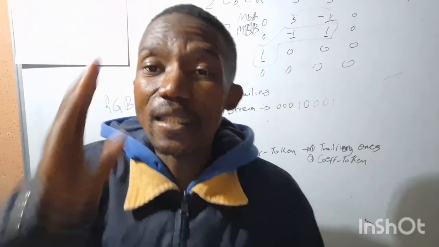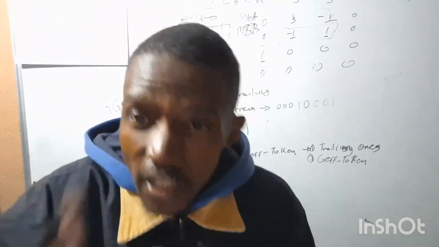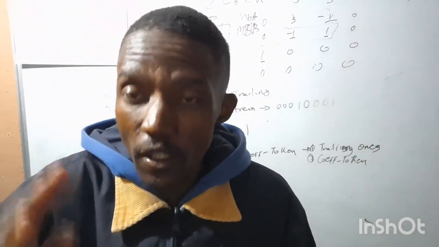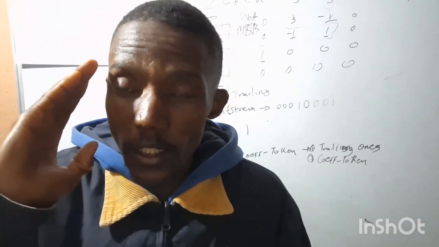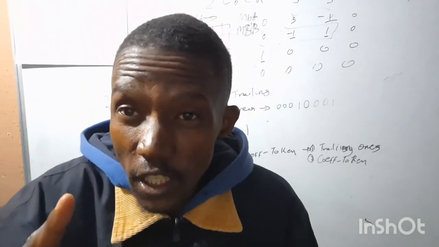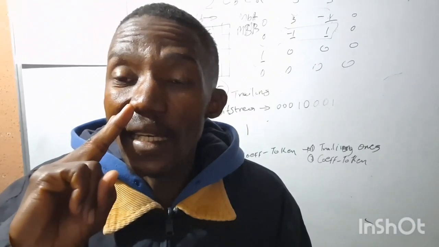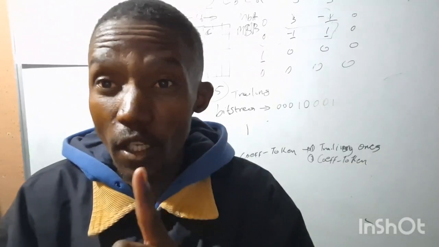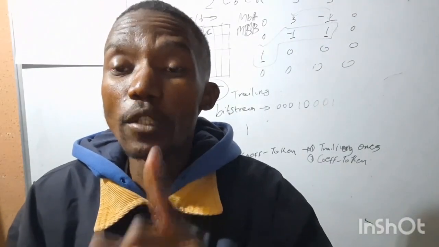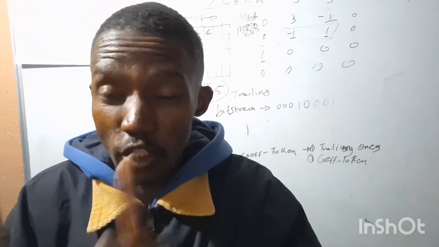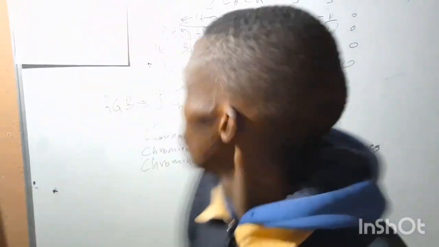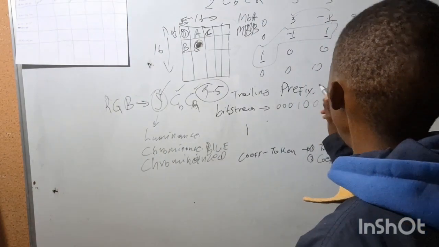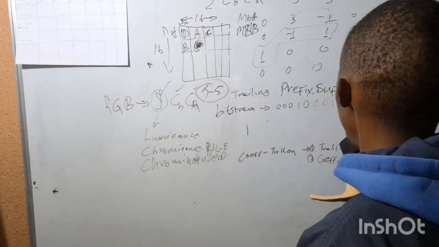So the bit stream to represent the value of each level that you are encoding is composed of 2 parts. When you are encoding levels, the bit stream to represent each level is composed of 2 parts: the prefix part, let's write it here, and the suffix part.